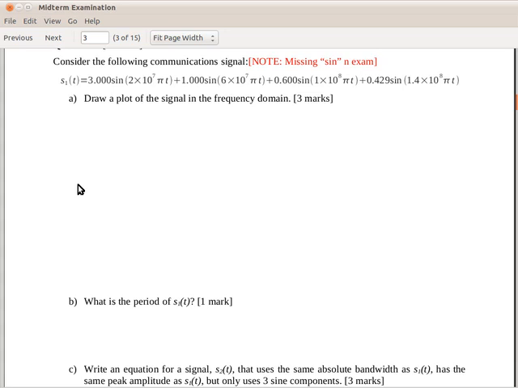2 pi f t, we have 2 by 10 to the 7 pi t, therefore f must be 10 to the power of 7. 10 to the power of 7 is 10 megahertz. So the frequency of the first component is 10 megahertz. The second one, the third component, the first component had a frequency of 10 megahertz.